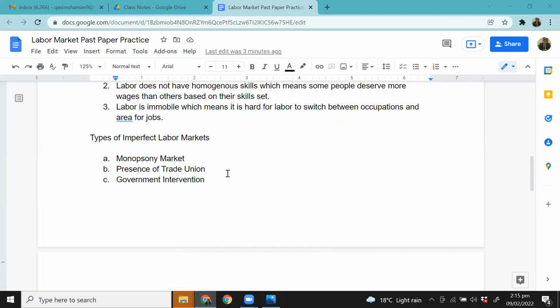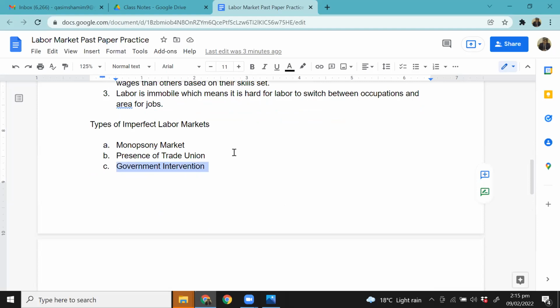Then last of all, government intervention can also be problematic. The most common case in which the government intervenes in labor markets is to set minimum wages. And that is true for a lot of countries. Pakistan is one country where we have minimum wages. It's also true for developed countries, right? Even a lot of developed countries have a minimum wage.